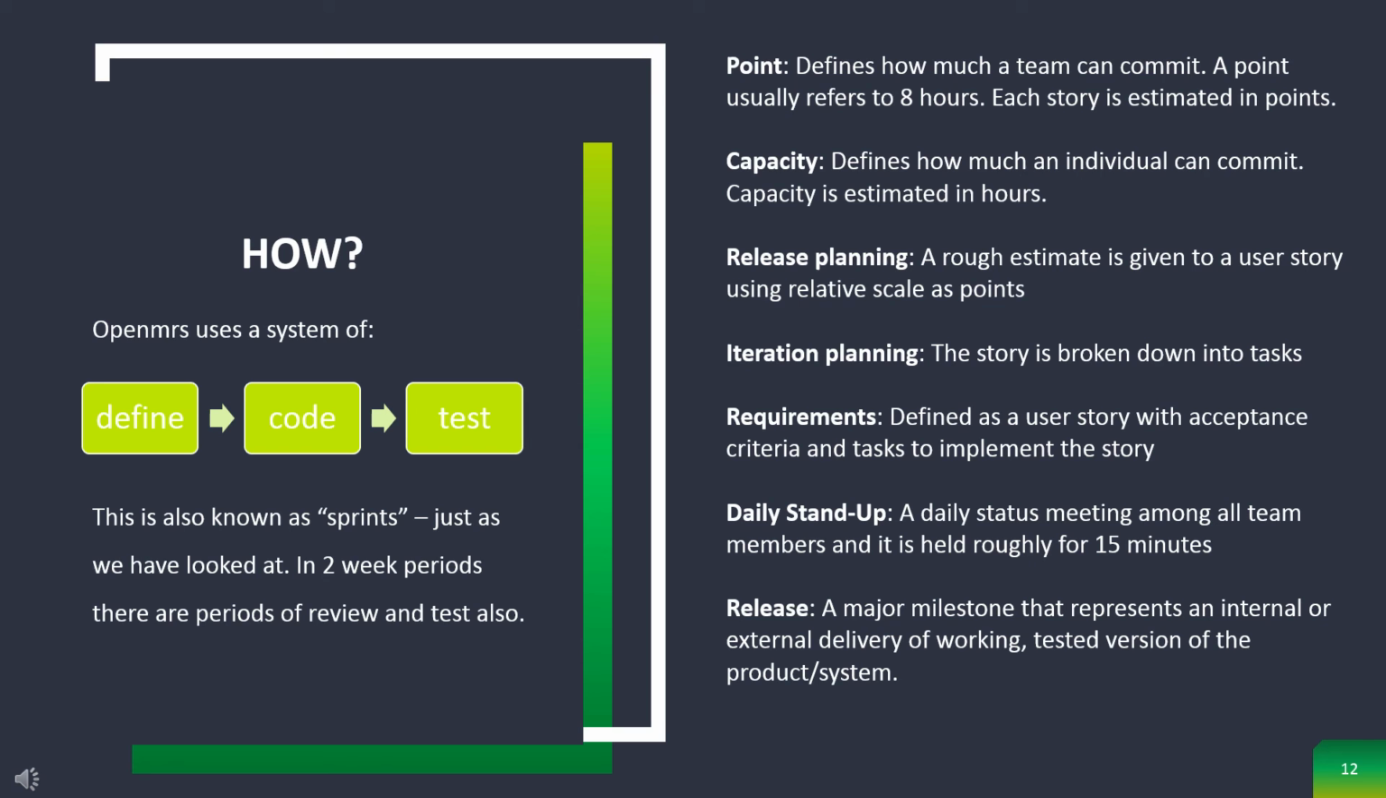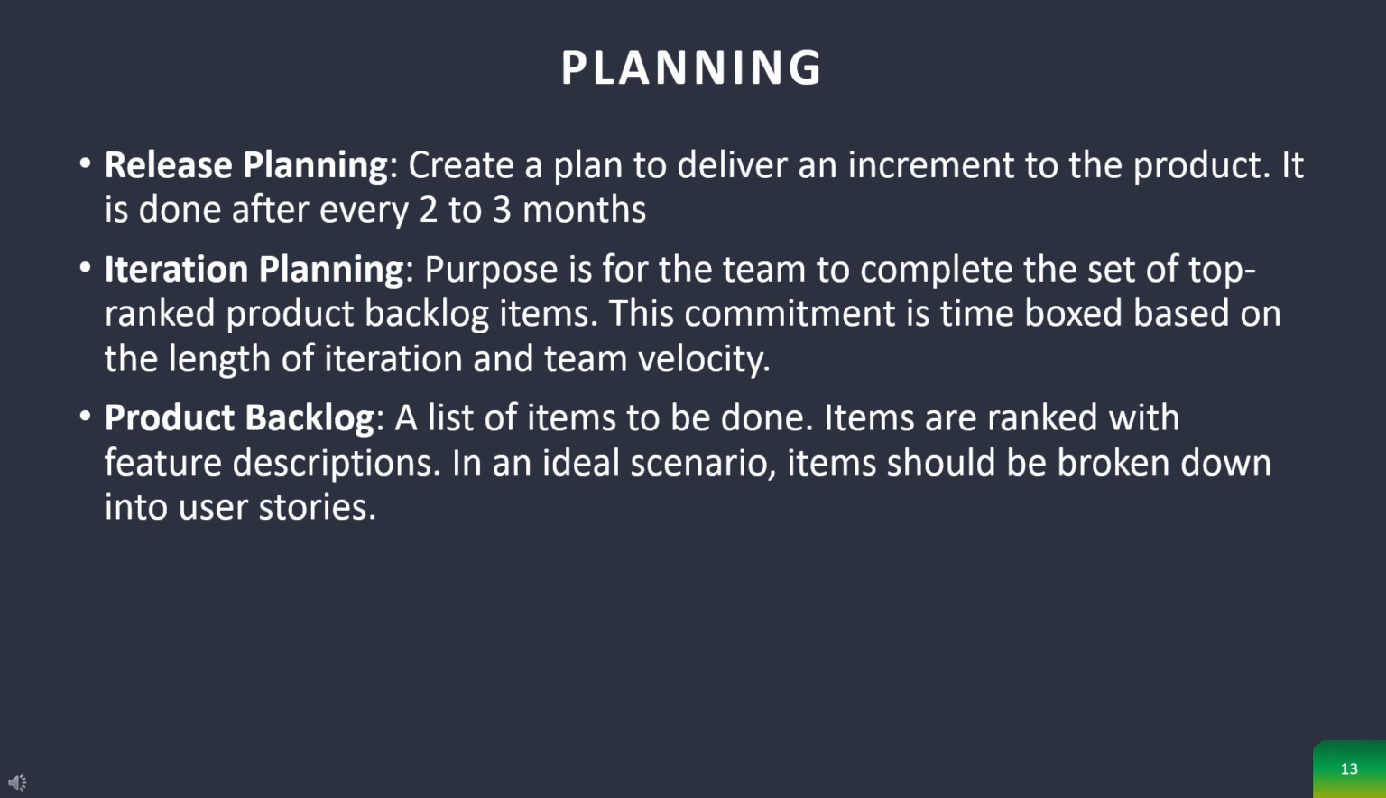Release planning. Create a plan to deliver an increment to the product. It is done after every 2 to 3 months. Iteration planning. The purpose is for the team to complete the set of top-ranked product backlog items. This commitment is time-boxed based on the length of team velocity.